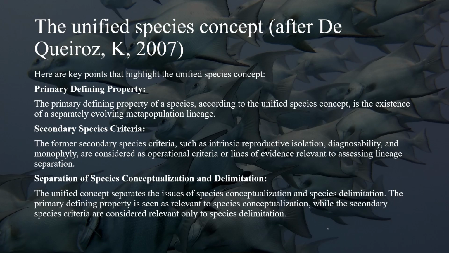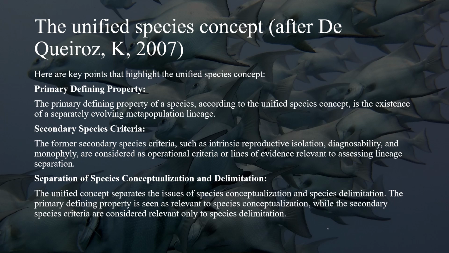Here are key points that highlight the unified species concept. Primary defining property. The primary defining property of a species, according to the unified species concept, is the existence of a separately evolving metapopulation lineage. Secondary species criteria. The former secondary species criteria, such as intrinsic reproductive isolation, diagnosability, and monophily, are considered as operational criteria or lines of evidence relevant to assessing lineage separation.